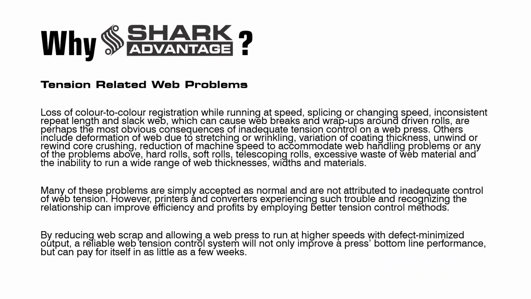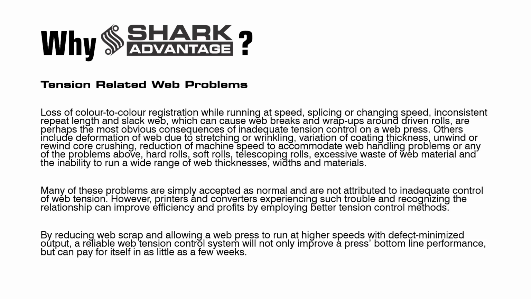Tension-related web problems, loss of color-to-color registration while running at speed, splicing or changing speed, inconsistent repeat length and slack web, which can cause web breaks and wrap-ups around driven rolls, are perhaps the most obvious consequences of inadequate tension control on a web press.